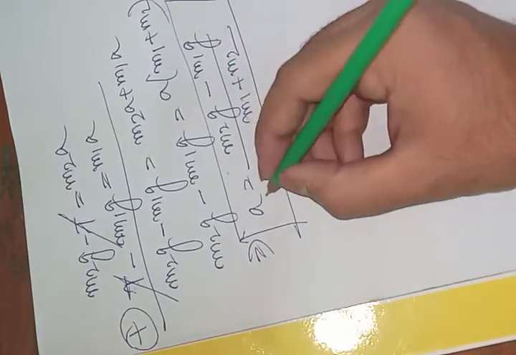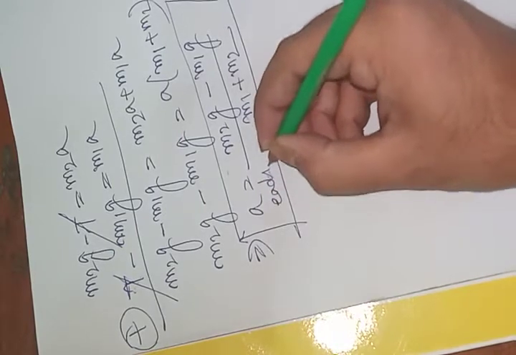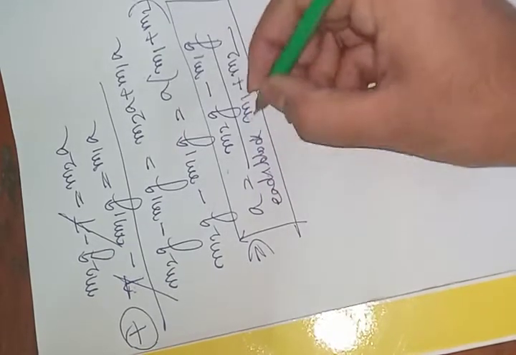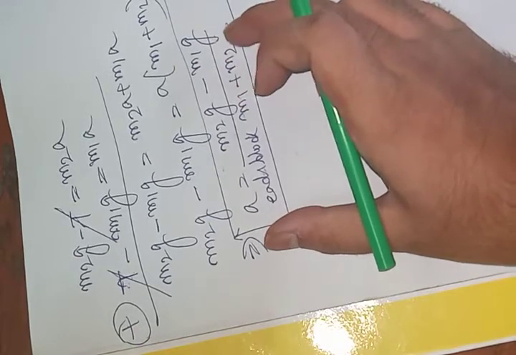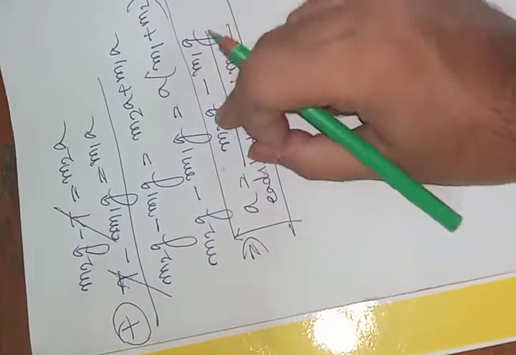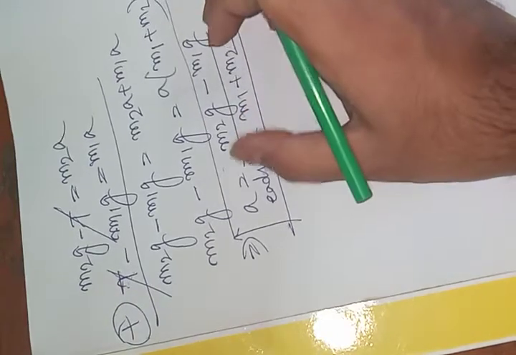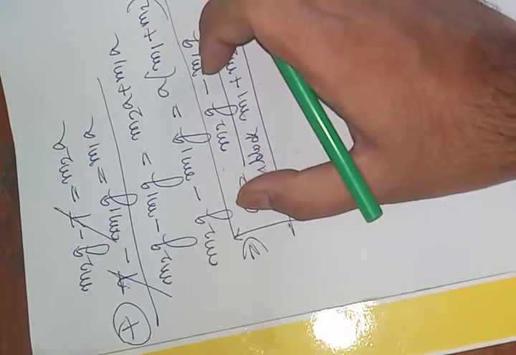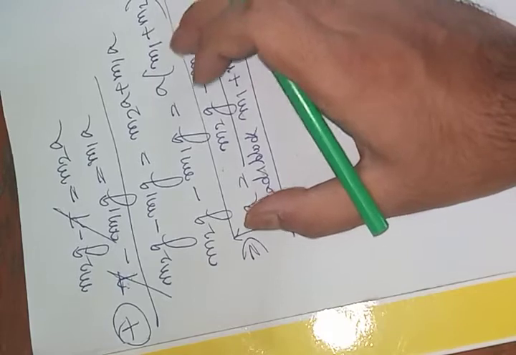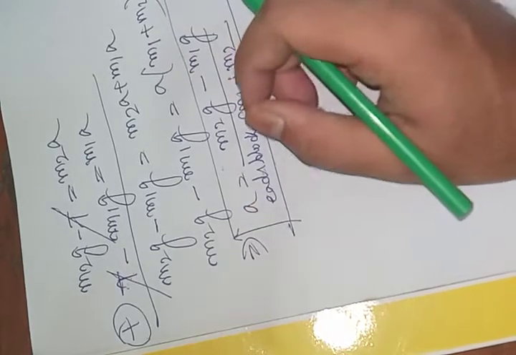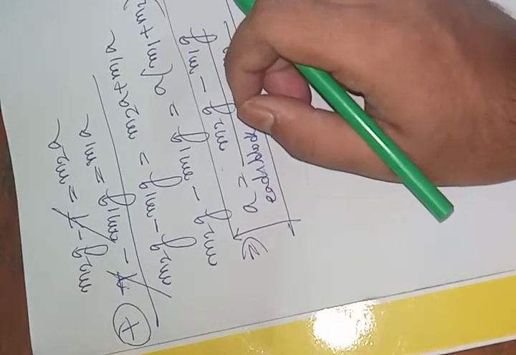This is the acceleration for each block. Why each block? Because the pulley is fixed. The pulley is fixed, that's why it is (m2g minus m1g) divided by (m1 plus m2). That's why the acceleration is the same for both blocks, because the pulley is fixed. Very important words, guys, very important words.